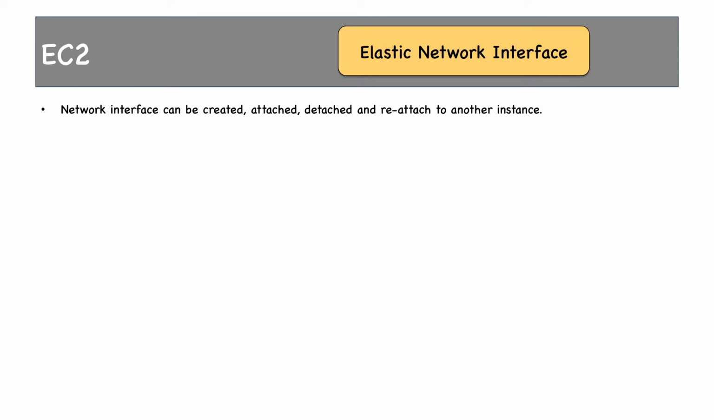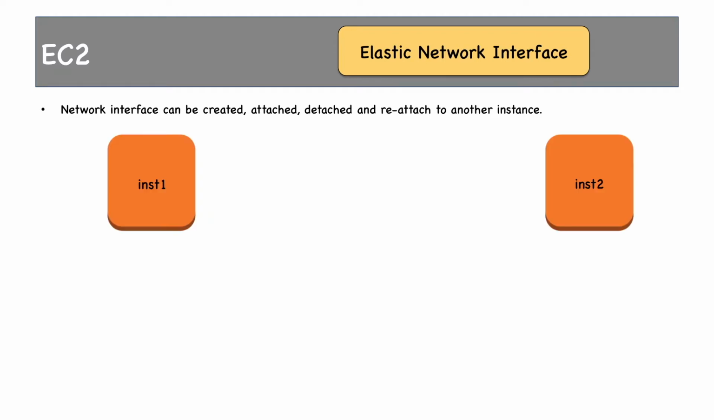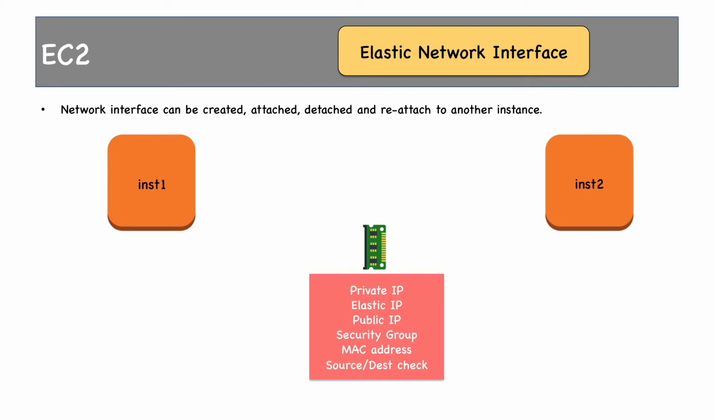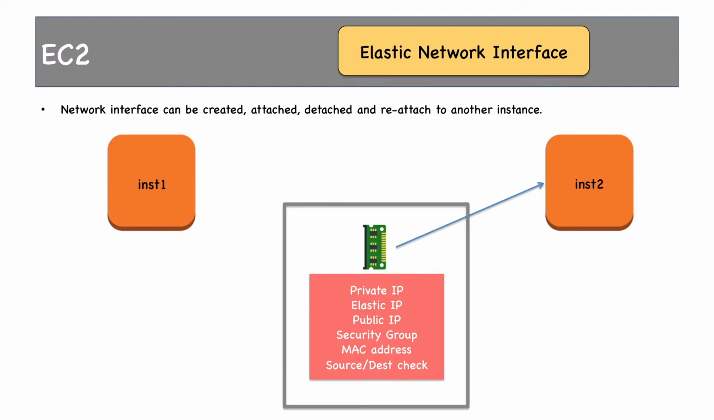A network interface can be created, attached, detached, and reattached to another EC2 instance. That means, say we have two EC2 instances, INST1 and INST2. We can create a network interface which has these attributes. We can attach it to one instance, detach it from there, and reattach it to another EC2 instance. All these attributes would follow the network interface. One of the most important notes: a network interface has to be created in a subnet.